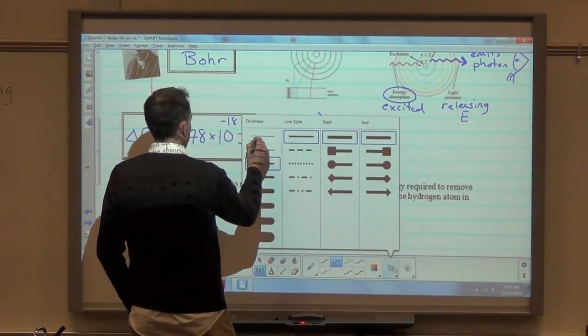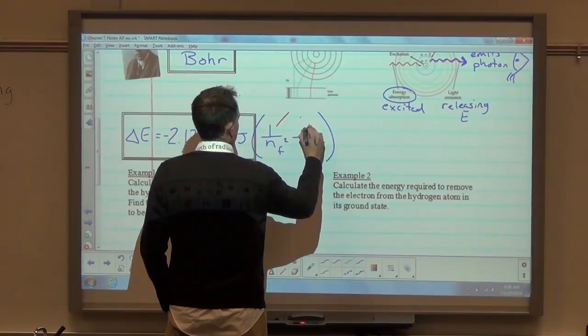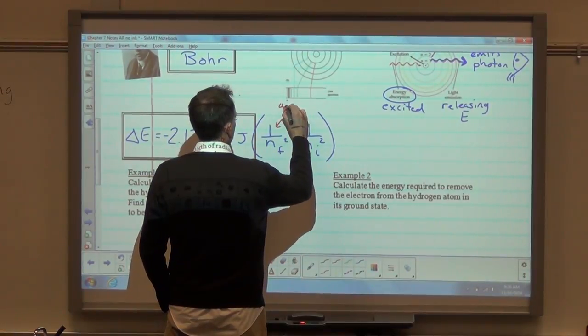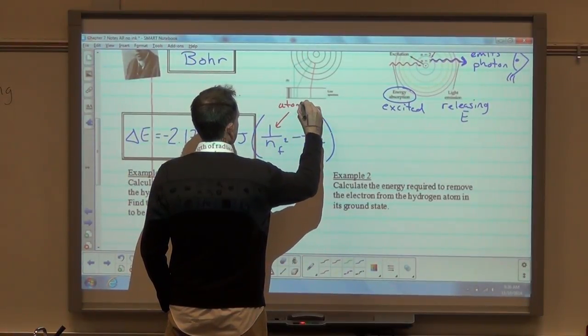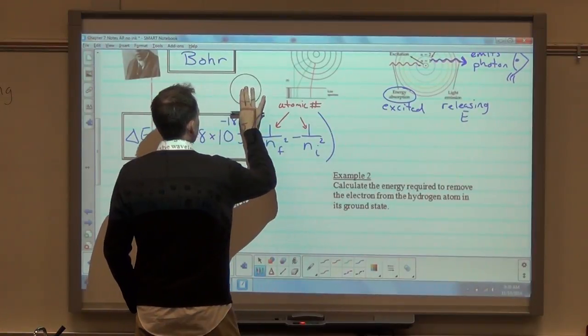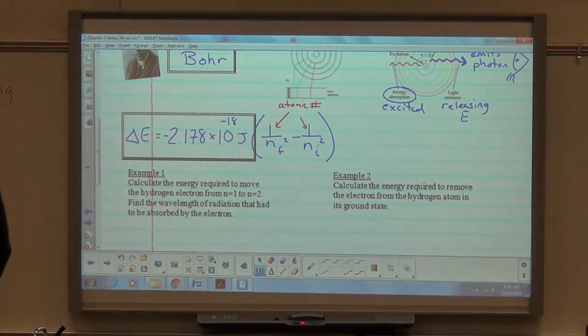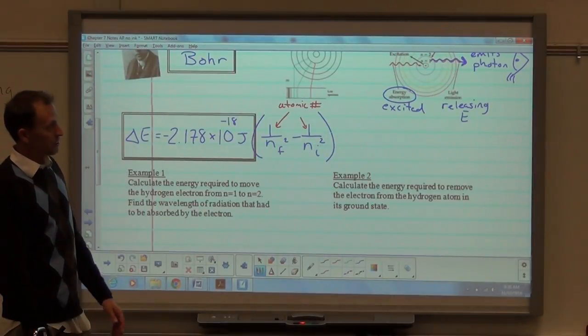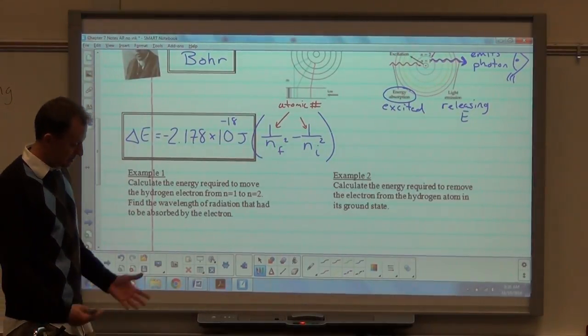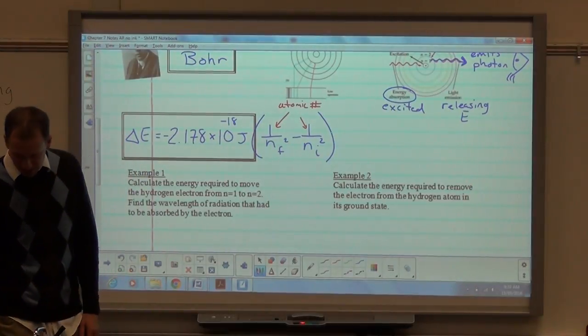So let me just show you what I'm looking at here. These numbers here on the top are the atomic number, hence why it's a 1, because it's hydrogen. So in theory, if you were dealing with like neon, it would be a 10 on top, but we're not really doing that.